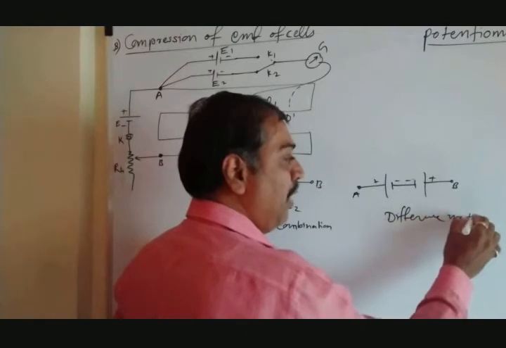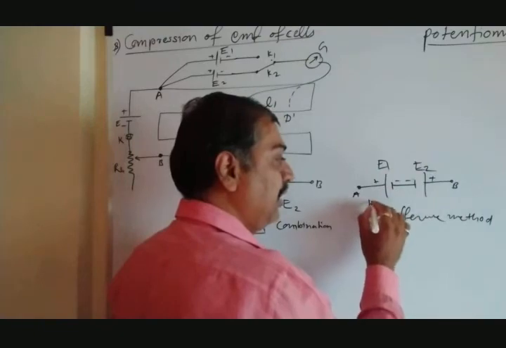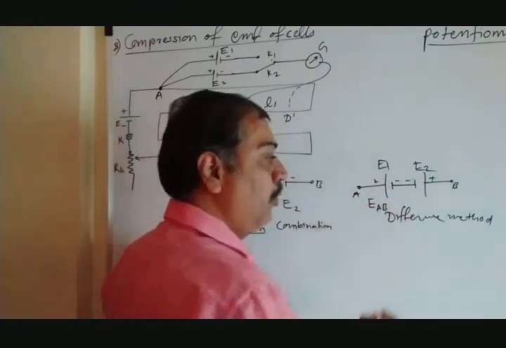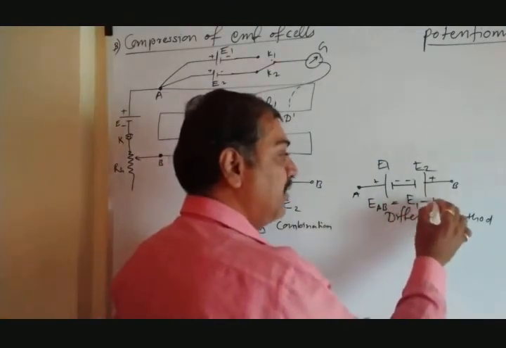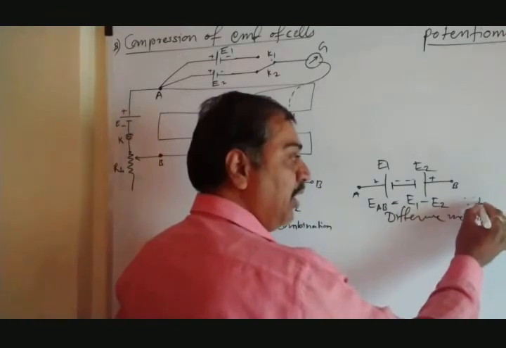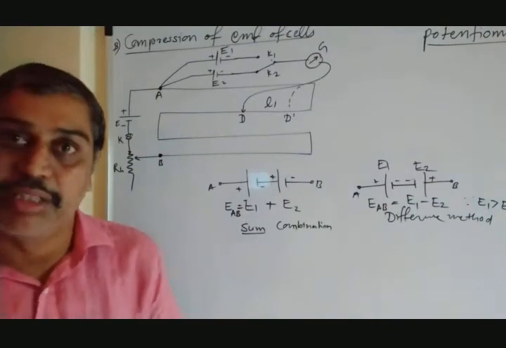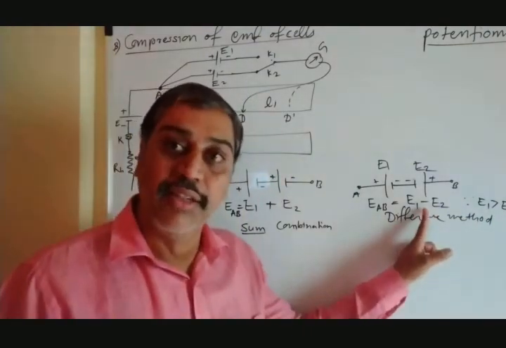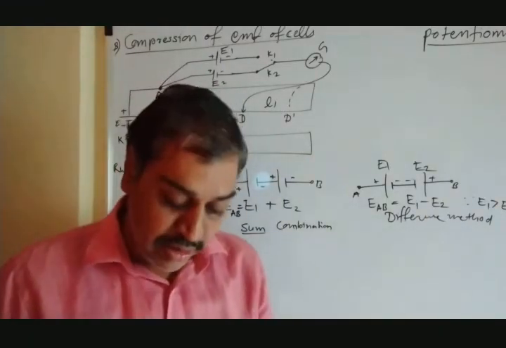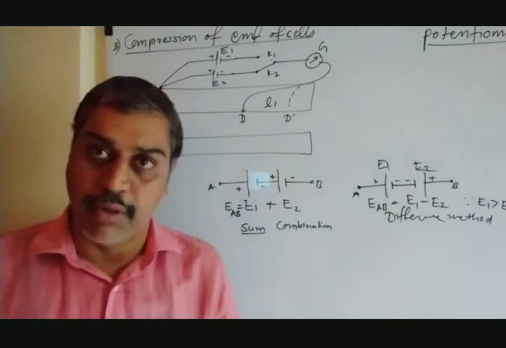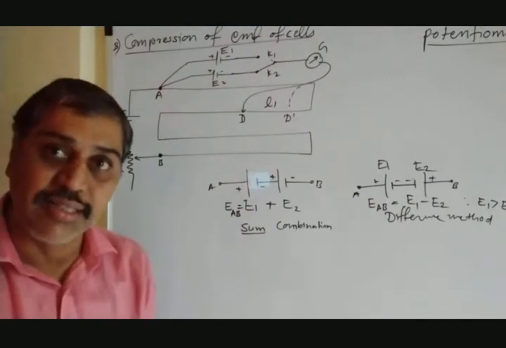What occurs in this? Suppose it is E1, it is E2, the resultant voltage across points AB equals E1 minus E2. Here there is one condition: E1 must be greater than E2, otherwise it is negative. That's why E1 must be greater than E2. Here there is a difference, that's why it is said to be the difference combination. So this is the use of sum and difference combination to compare the EMF of two cells, the sum and difference method.